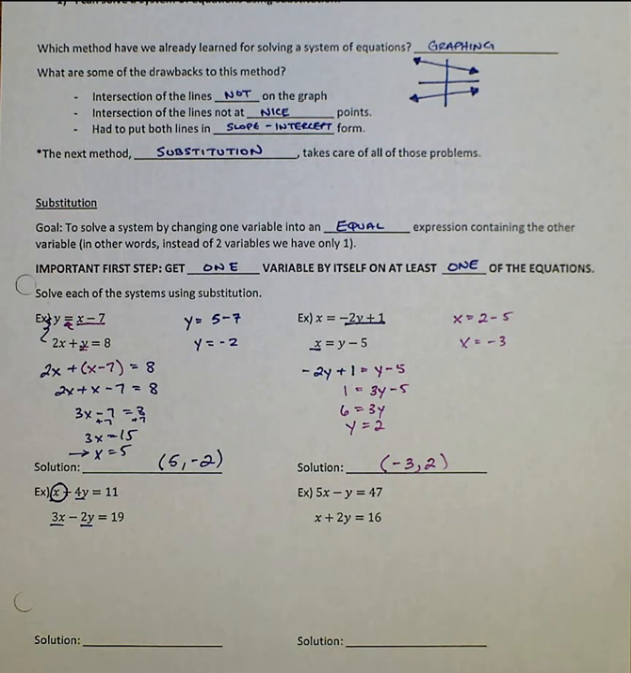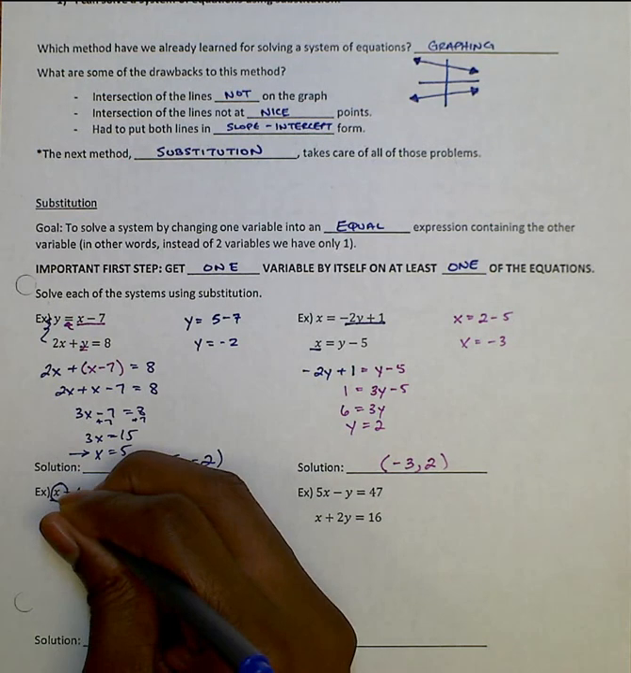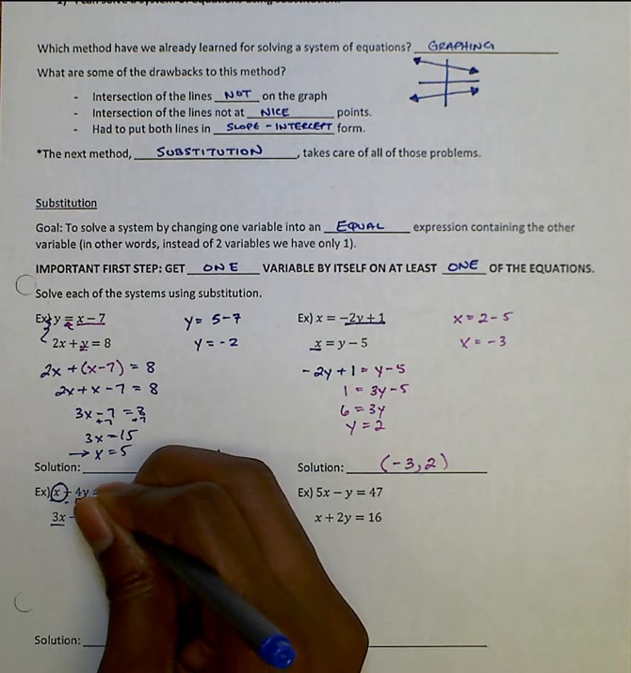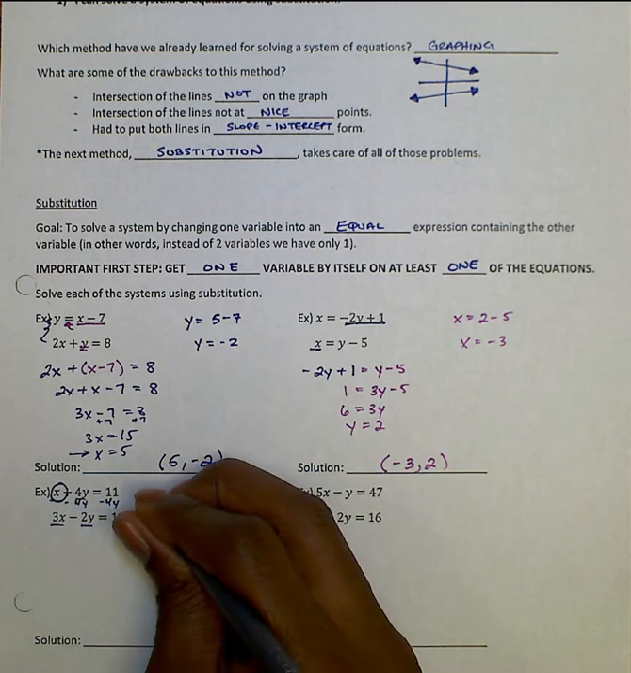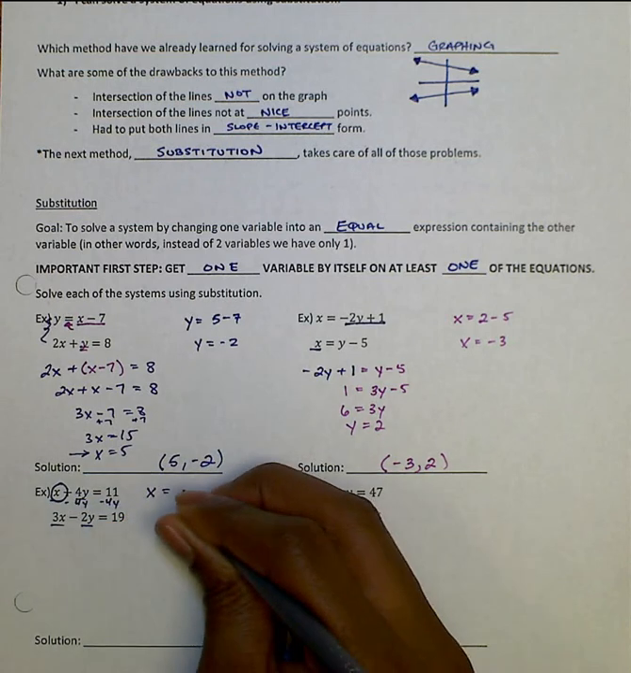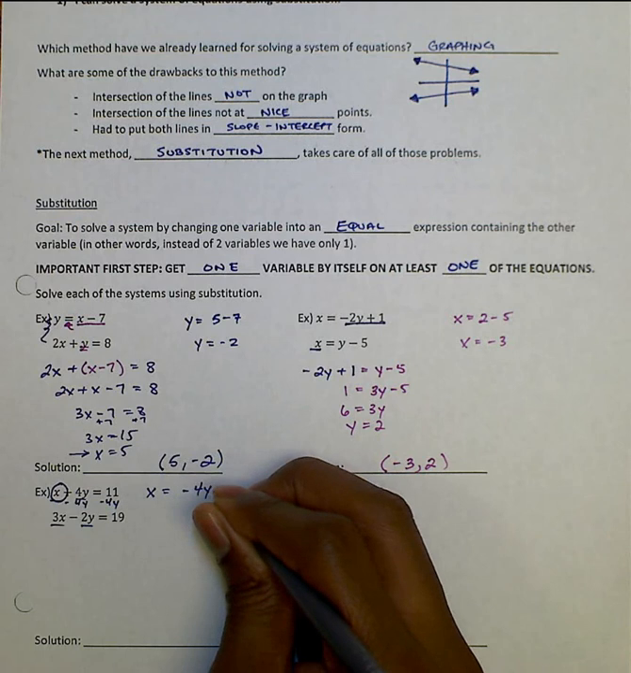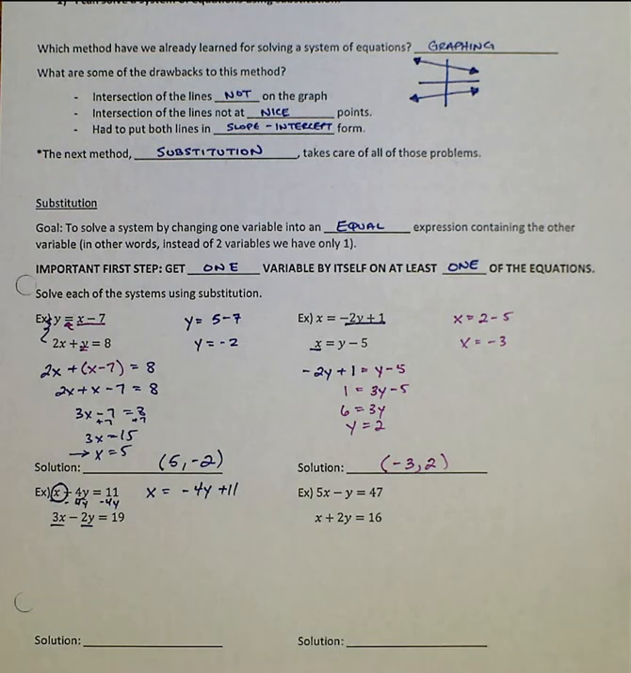How do we get it by itself? Well, we have to move 4y, and we do that by subtracting 4y from both sides. And so I get x equals negative 4y plus 11. Now I have the x value by itself. And now in my second equation, I'm going to substitute in for x.